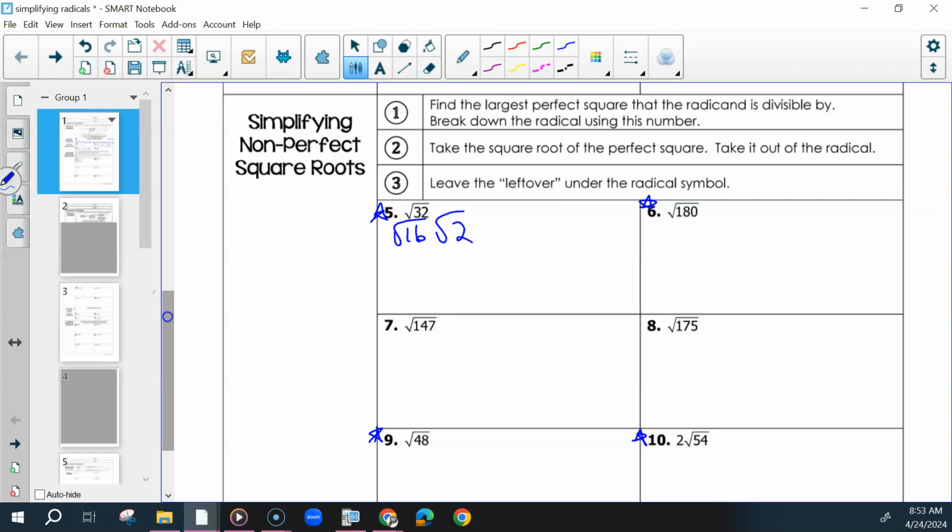And then I know the square root of 16 is 4. And the square root of 2 cannot be simplified. So that would be my final answer. 4 times the square root of 2.